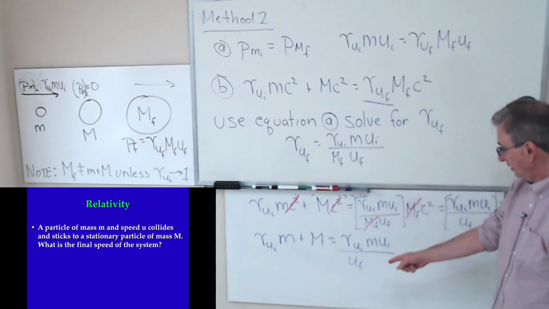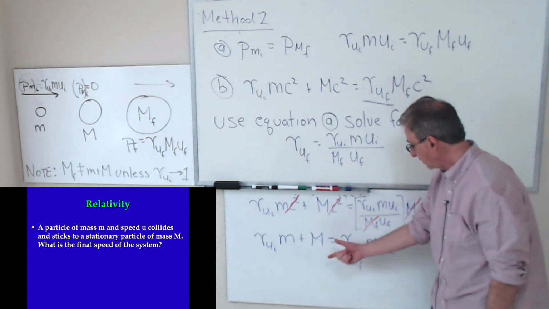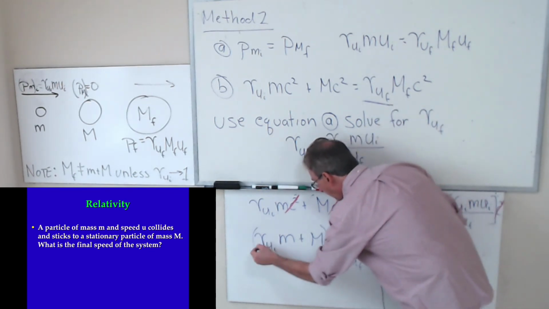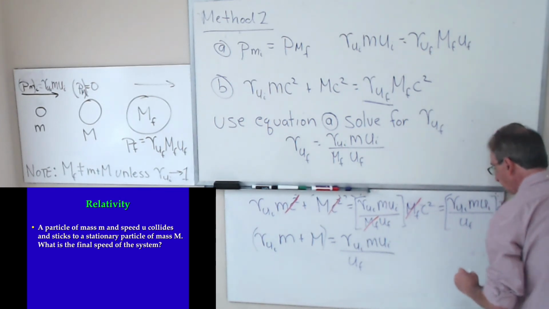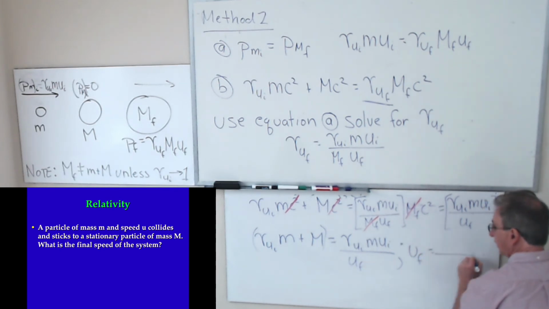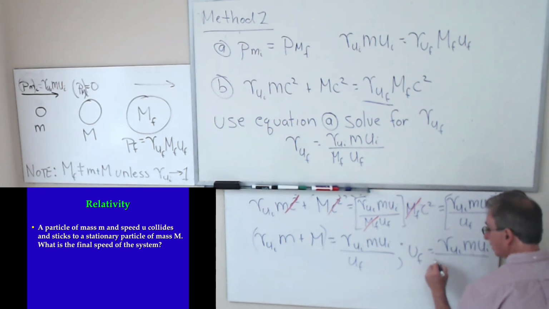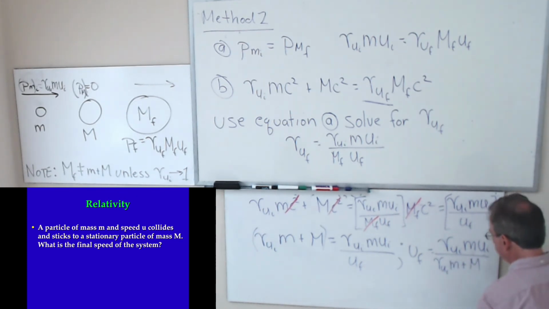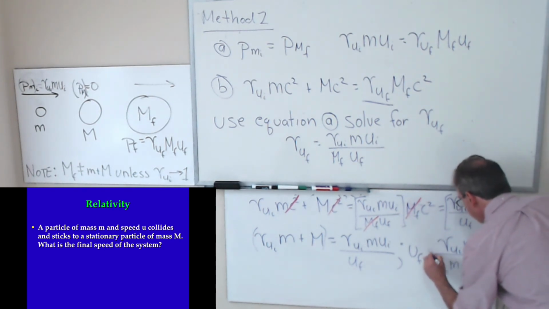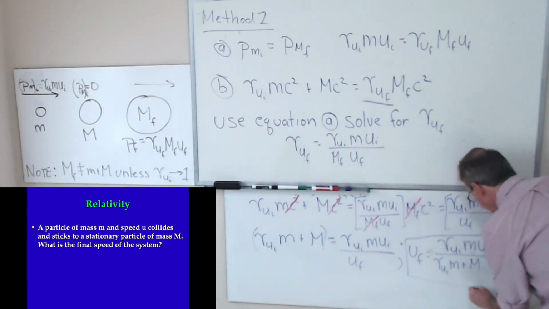My goal is to solve for u final. This is going to be easy, because all I have to do is multiply both sides by u final, and then divide both sides by what I've just put in brackets here. So u final ends up being gamma u initial times m times u initial over gamma u initial m plus big M. And that's our final expression.